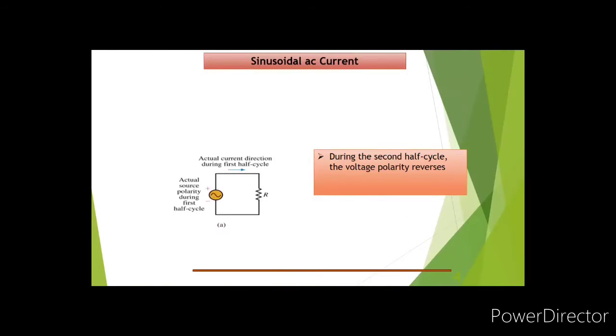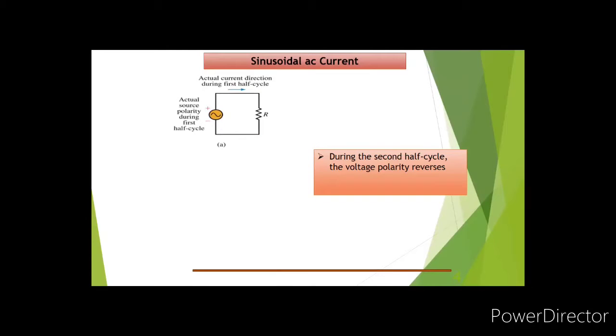Next, sinusoidal AC current. See, this is the supply voltage applied to the resistance, and the actual current direction during this positive to negative variation completes the one cycle. See the actual direction of the current during the first half cycle and the second half cycle.